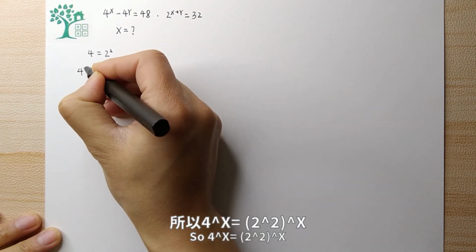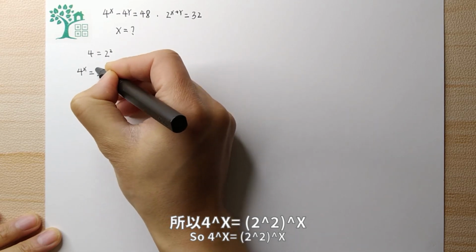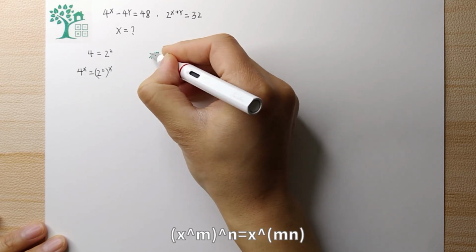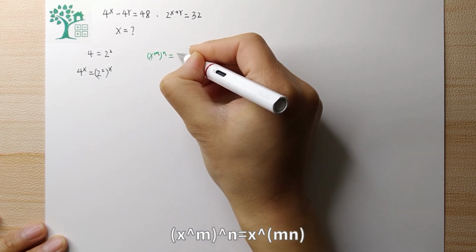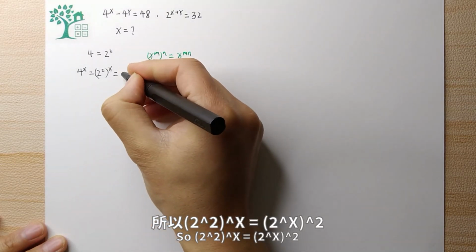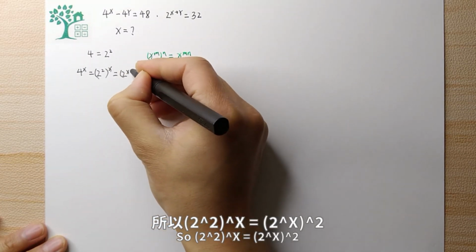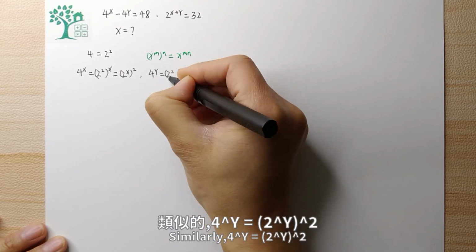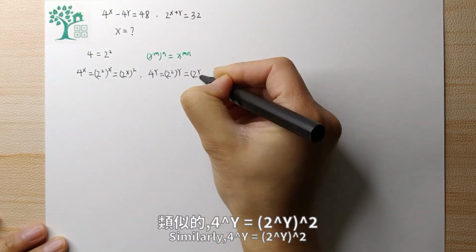So 4 to the power of x equals 2 squared to the power of x. According to the law of exponents, x to the power of m to the power of n equals x to the power m times n. So, 2 squared to the power of x equals 2 to the power of x squared. Similarly, 4 to the power of y equals 2 to the power of y squared.